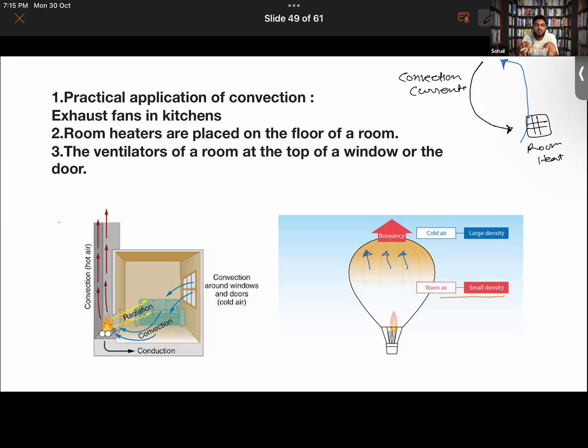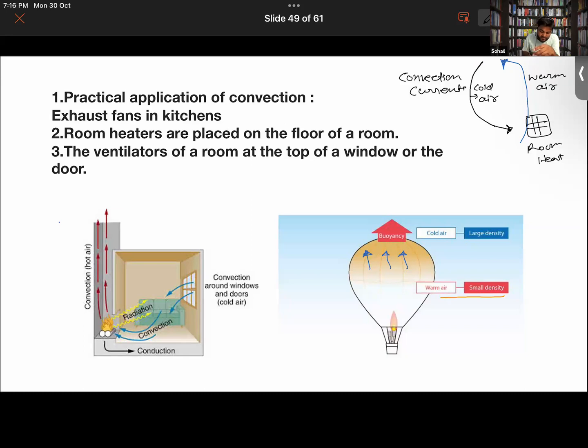So that's why room heaters are placed on the floor of a room, or simply at a lower level. The heater warms the air near the floor, and when the warm air rises upward, the cool air sinks to the floor. Cool air, because it is heavy, will sink towards this room heater, filling the empty space that is created by the rising air. Let me actually write them down. This is warm air that is rising up. This is actually cold air. Getting it now? So that is one of the examples.